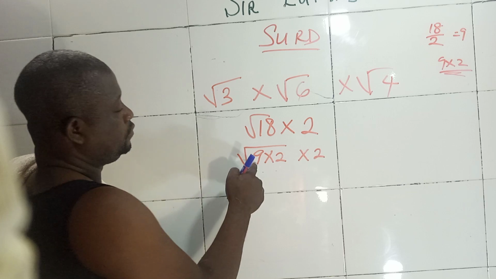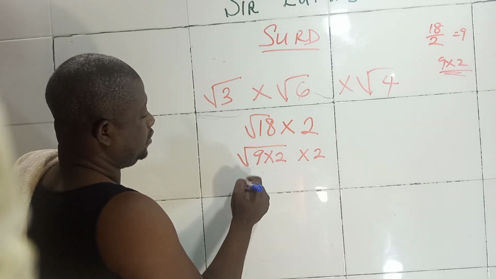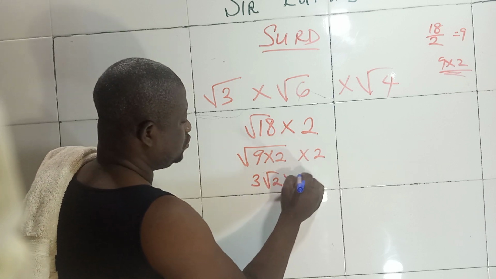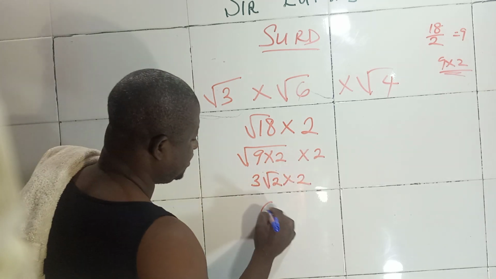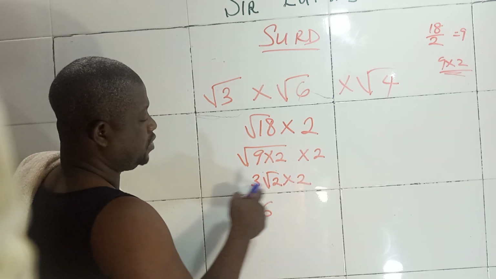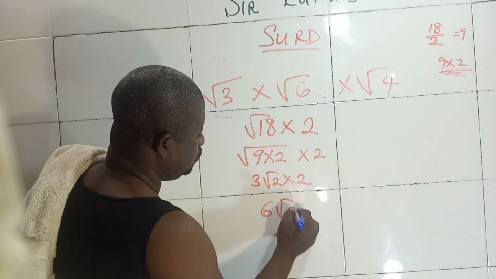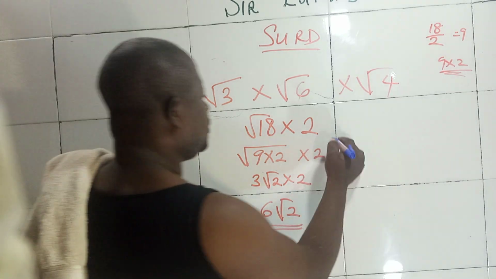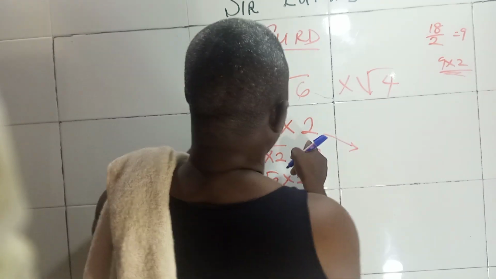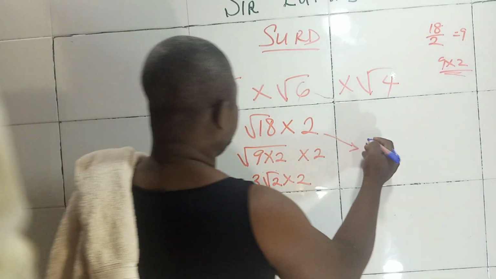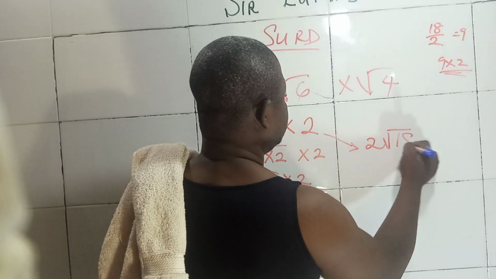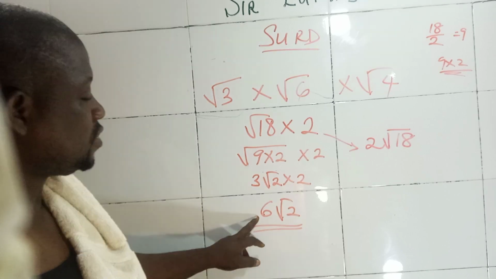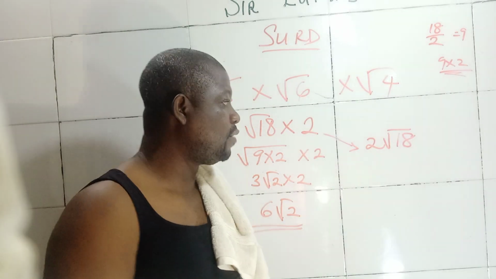So what are you going to have? Square root of 9 is what? 3 root 2 times 2. So this one will now be what? 6, number times number, this is root. So we have 6 root 2. So that's the answer. If you don't want to go through this route, you can also do it this way. That will just be 2 root 18. Then you have to come back to this and solve it this way. So the answer is what? 6 root 2. I believe that one is clear enough.